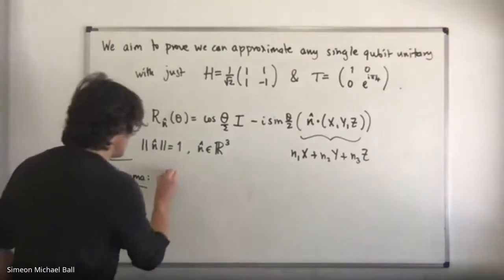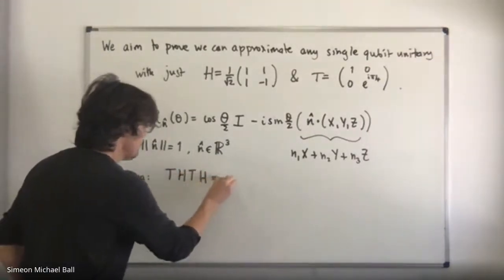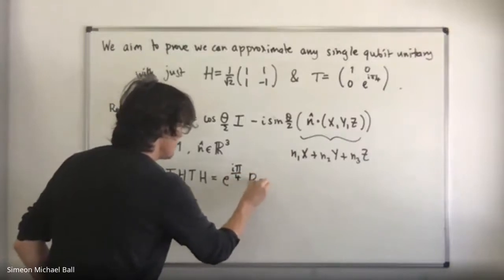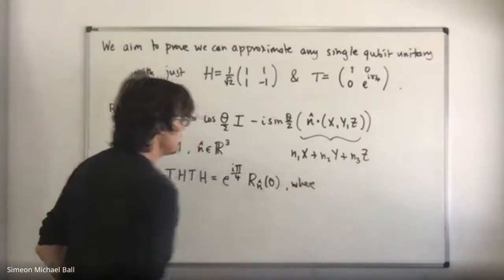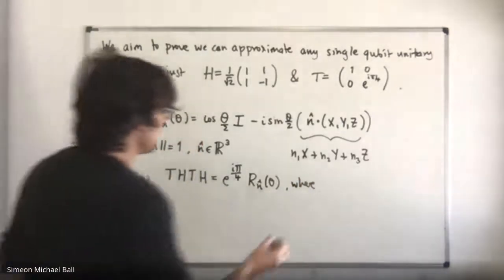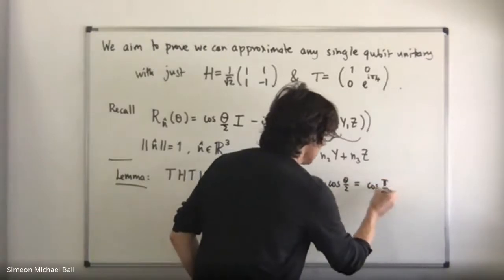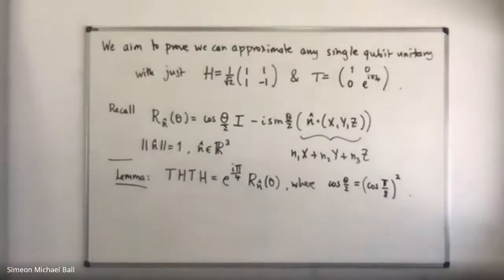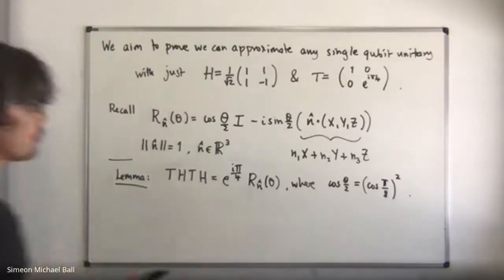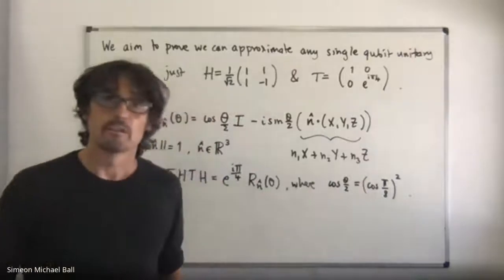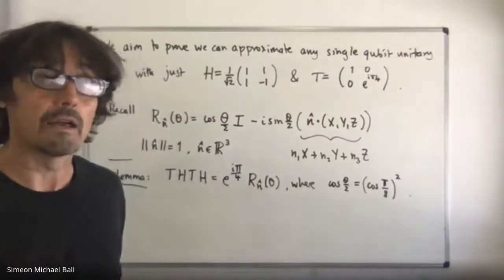And precisely it is that if we do T, H, T, H, then we get some global phase factor and then R, where this theta, if we take the cosine of this theta divided by 2, it is cosine of pi divided by 8 squared. Okay, and this squared is of course very important because this means that suddenly when you try and find the inverse cosine of this, it will not be a rational multiple of pi.